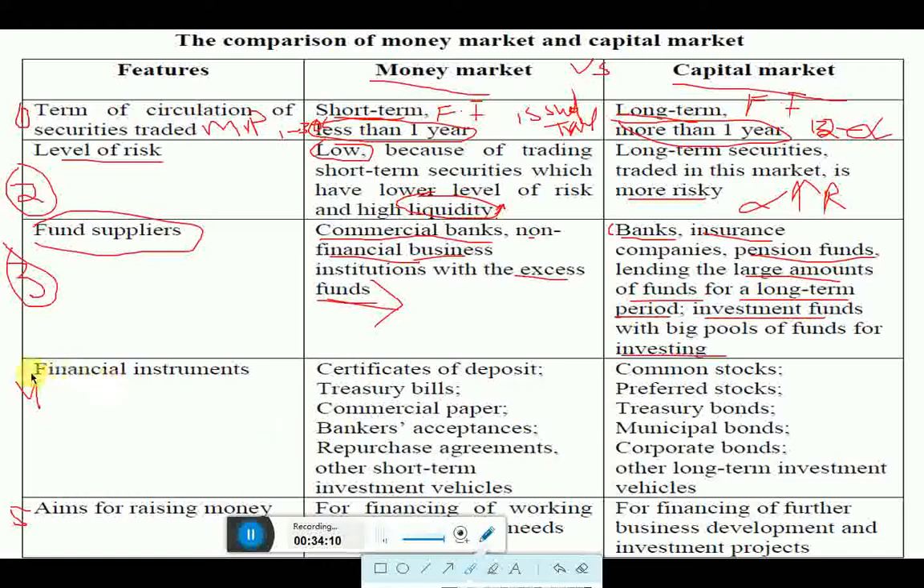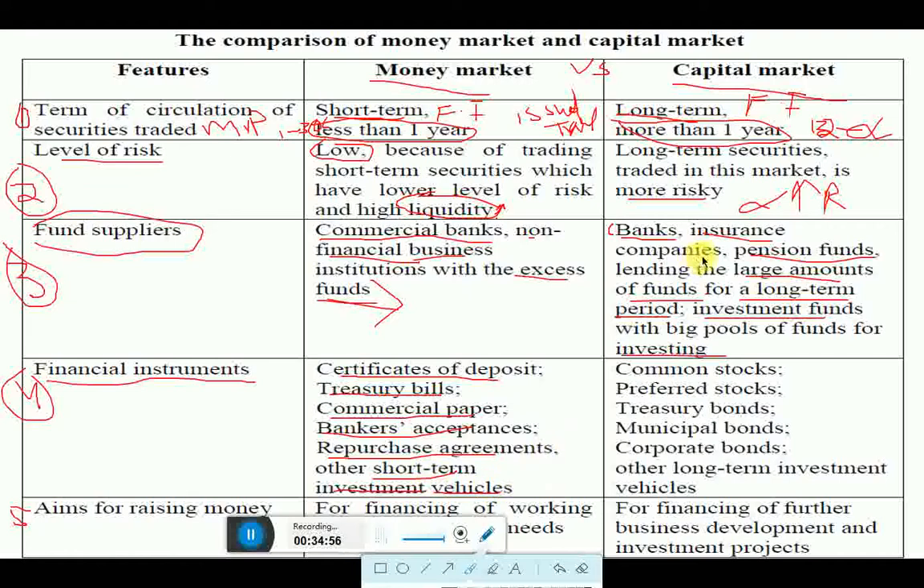Number four feature is financial instruments. In the money market, these are the short-term financial instruments which are issued and traded. Number one, certificates of deposits. Number two, treasury bills. Number three, commercial paper. Number four, bankers acceptance. Number five, repurchase agreements. These are five financial instruments which we call short-term financial instruments, and they are usually issued and traded on the money market for short-term investment purposes. Investment vehicles means investment purposes or investment means.